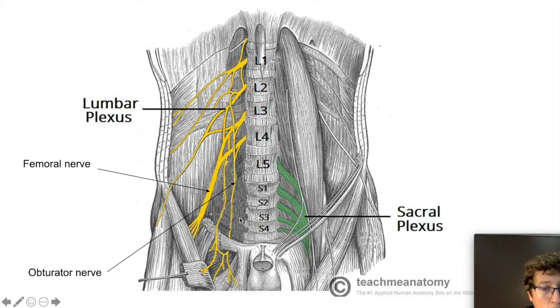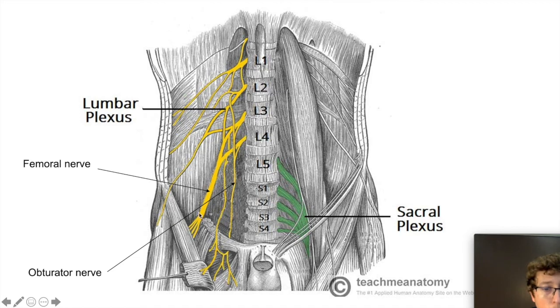There is the obturator nerve. This nerve will be going through the obturator foramen, which we covered on the os coxa, and this will be innervating our adductors. These are the muscles that, when they contract, pull our legs in close to the midline. Then the other nerve is the femoral nerve.